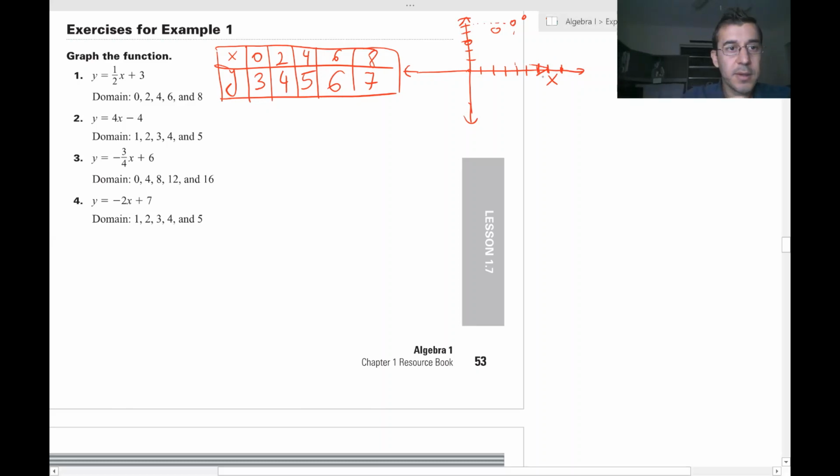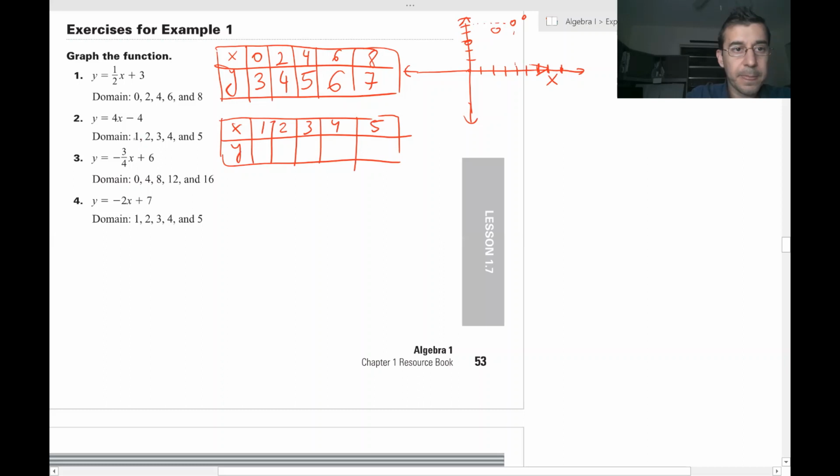Okay. Next one is 4x minus 4. The domain values are 1, 2, 3, 4, and 5. When x is 1, 4 times 1 is 4, minus 4 is 0. When x is 2, 4 times 2 is 8, minus 4 is 4. When x is 3, 4 times 3 is 12, minus 4 is 8. When x is 4, 4 times 4 is 16, minus 4 is 12. When x is 5, 4 times 5 is 20, minus 4 is 16.